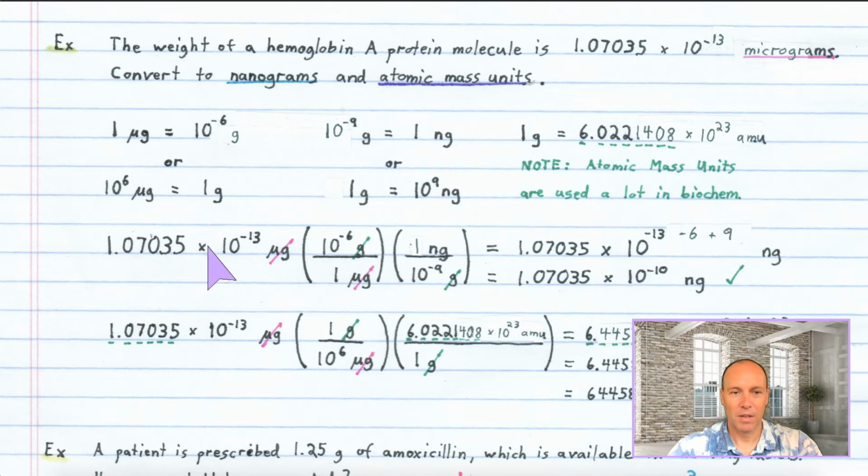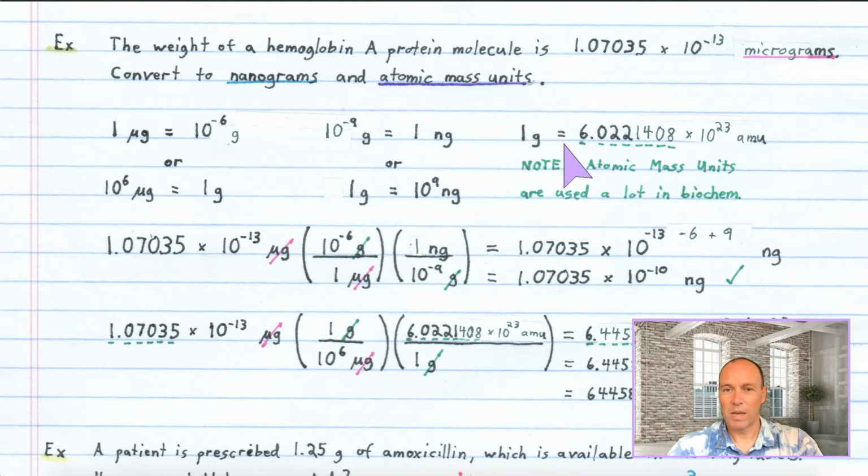1.07035 times 10 to the minus 13 plus negative 6, and then minus 9, or plus 9. And now it's easy to combine the negative 13, negative 6, and 9. That comes out to negative 10. And so the mass is 1.07035 times 10 to the minus 10 nanograms. Check. Now for the second part, to convert to atomic mass units.